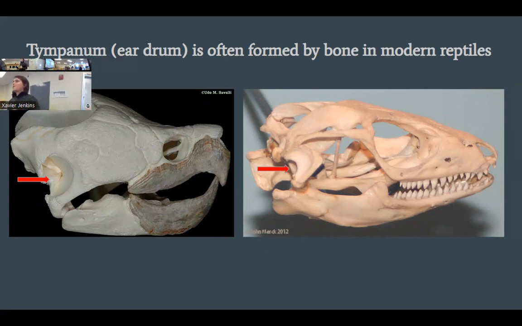Like I mentioned, if you're wanting to study the origins of hearing in frogs, you're out of luck because it's just made out of the skin. But thankfully, we can look at the eardrum in the fossil record, which again, this is what I do.